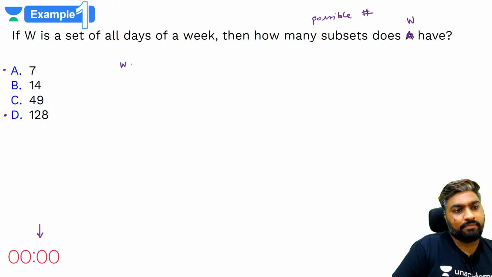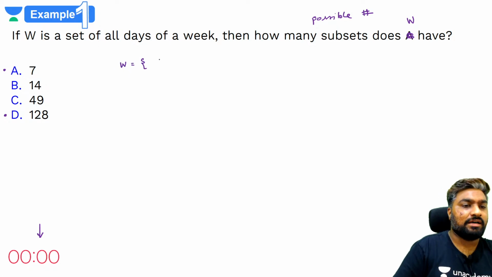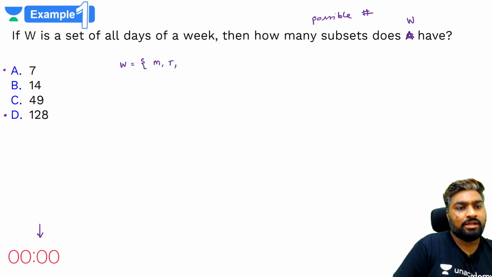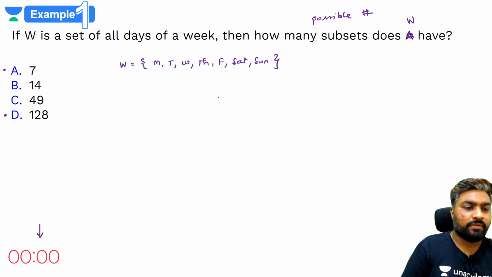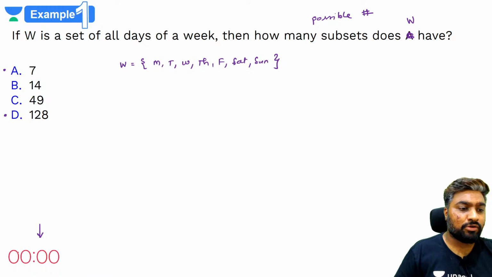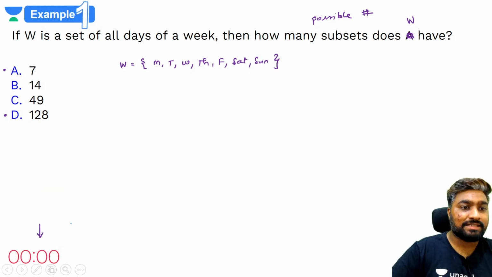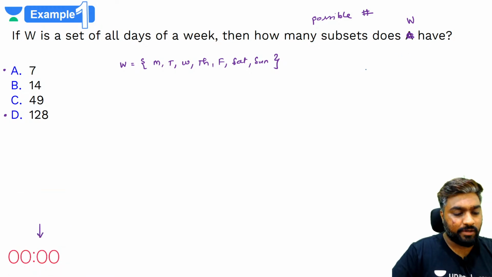So set W has how many terms? 7 terms, which is what? We have Monday, Tuesday, Wednesday, Thursday, Friday, Saturday and Sunday. These are the 7 terms, the 7 days of a week. Now if I were to make a subset, what is a subset? A subset is something that belongs in W.